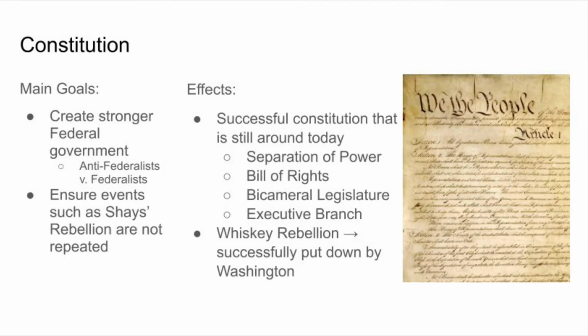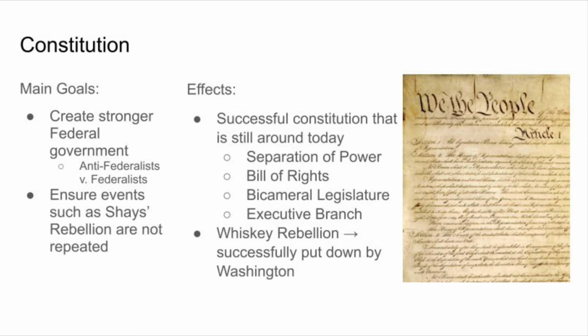There were lots of main goals and effects that were caused by the Constitution. A main goal of the Constitution was to create a stronger federal government, which was supported by the Federalists, which ultimately led to a back and forth between the Federalists and Anti-Federalists, since the Anti-Federalists did not support the Constitution. Another was to ensure that events such as Shays' Rebellion were not repeated. Shays' Rebellion ultimately led to the creation of the Constitution, since it was one of the major influences in the calling of the Constitutional Convention, which took place in Philadelphia. In this convention, the Constitution was created.